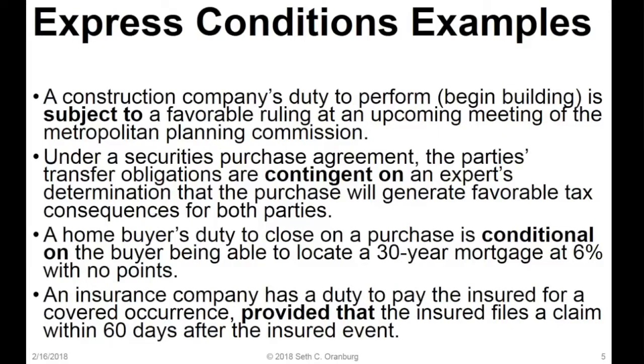An insurance company has a duty to pay the insured for a covered occurrence, provided that the insured files a claim within 60 days. Right? Unless you file within 60 days, you don't get paid for your flood insurance damage. Right? You had a flood yesterday, now you're going to file a claim with your flood insurance company. They have a condition that they only pay you if you notify them within 60 days.